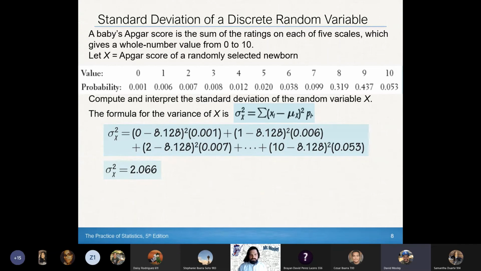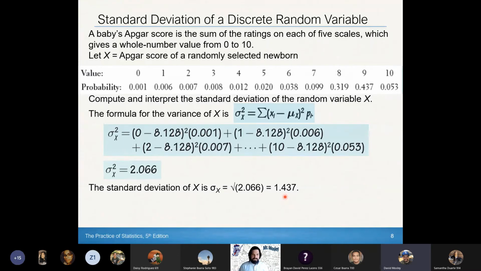But wait, we're not done. The standard deviation of x is sigma sub x, which is equal to the square root of the variance. We take the square root of the variance, 2.066, and we get 1.437. So we've now computed our standard deviation.